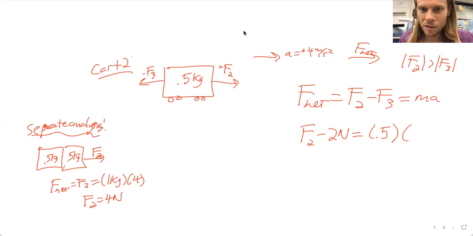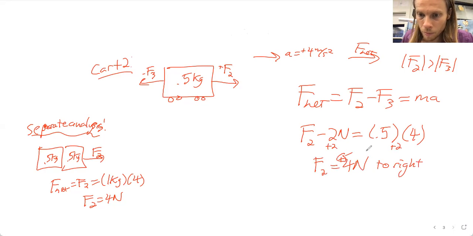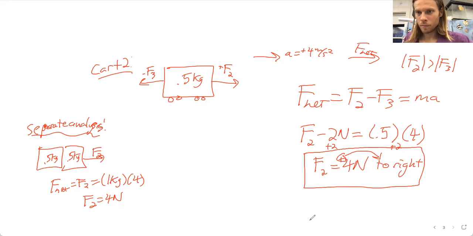Cart 2 is 0.5 kilograms. The forces acting on it are F2 to the right, F3 to the left. This is F net equals M of cart 2 only times A, which is 4, which is 2 newtons. So F2, and I add 2, 2 plus 2 equals 4 newtons. Same answer. Positive 4 which means to the right. So positive means to the right, which obviously it was.